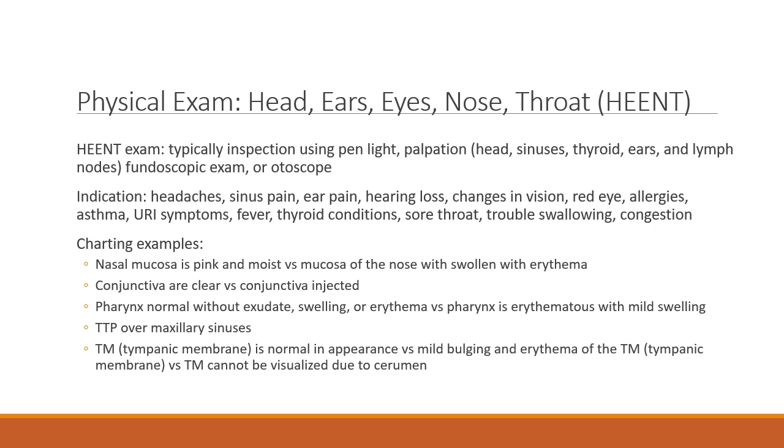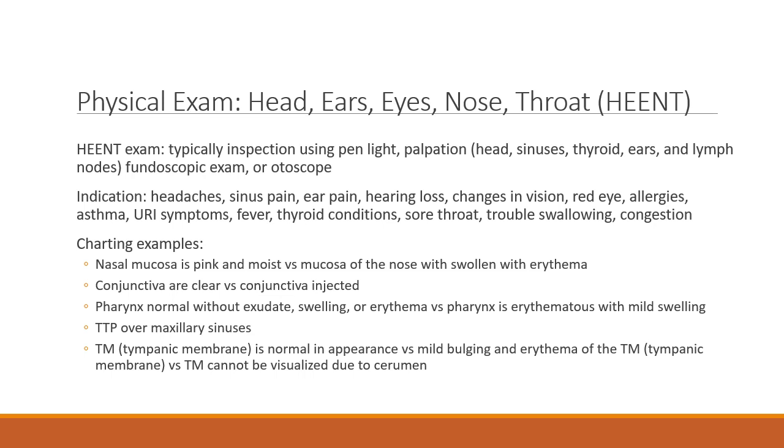Charting examples include the nasal mucosa is pink and moist versus something abnormal like the mucosa of the nose is swollen with some erythema, which is redness. The conjunctiva, which are the whites of the eyes, are clear versus the conjunctiva is injected or red. The pharynx is normal without exudate, swelling, or erythema, which is a normal throat, versus something abnormal like the pharynx is erythematous with mild swelling, so the throat is red with some swelling involved.